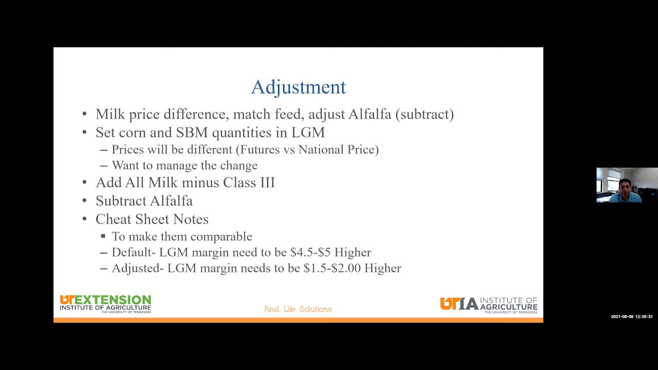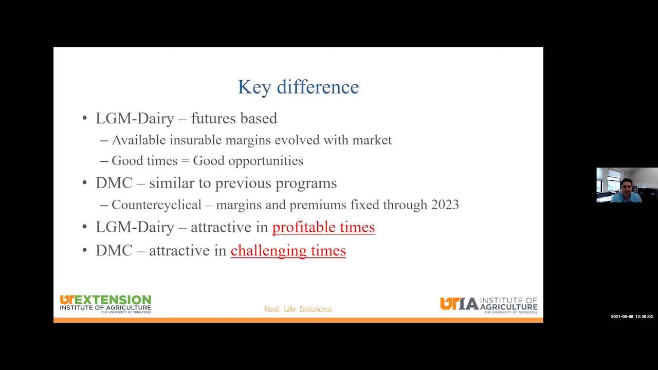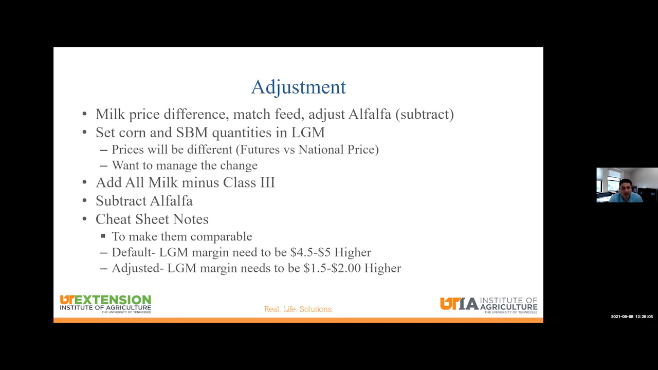First thing we want to do is go in and set the corn and soybean quantities in LGM to match that of the DMC. And although the prices will be different because we're using futures versus national price, what we want to manage is that change in price. If you remember in DMC, the percentage change, it's still the same train of thought. We want to manage that change in prices. Then we're going to add in the all milk minus class 3 difference. We'll subtract the alfalfa. And so that's how we want to adjust.